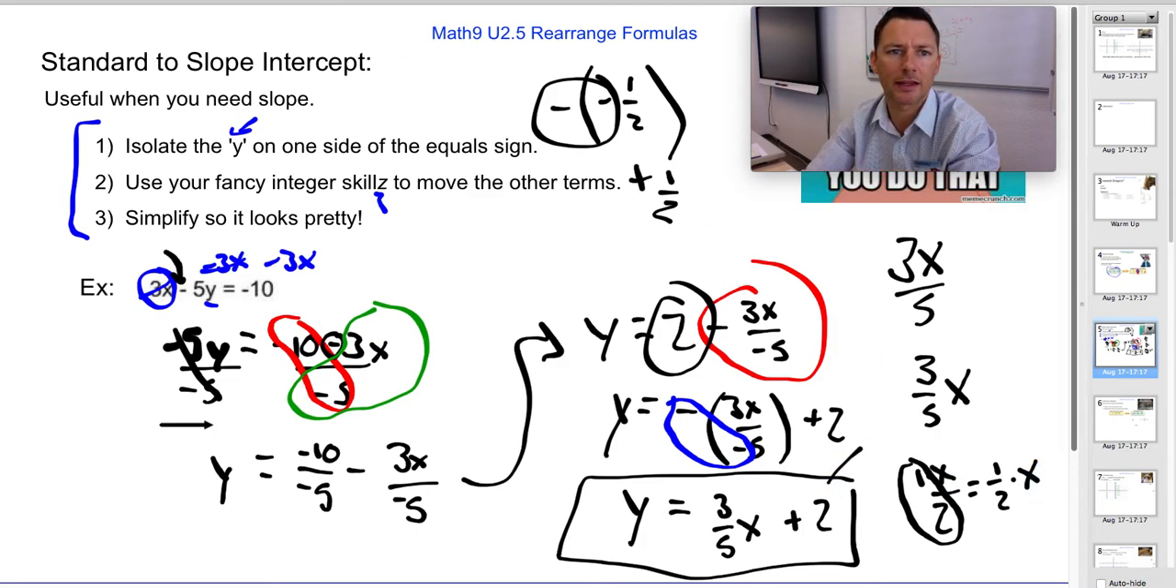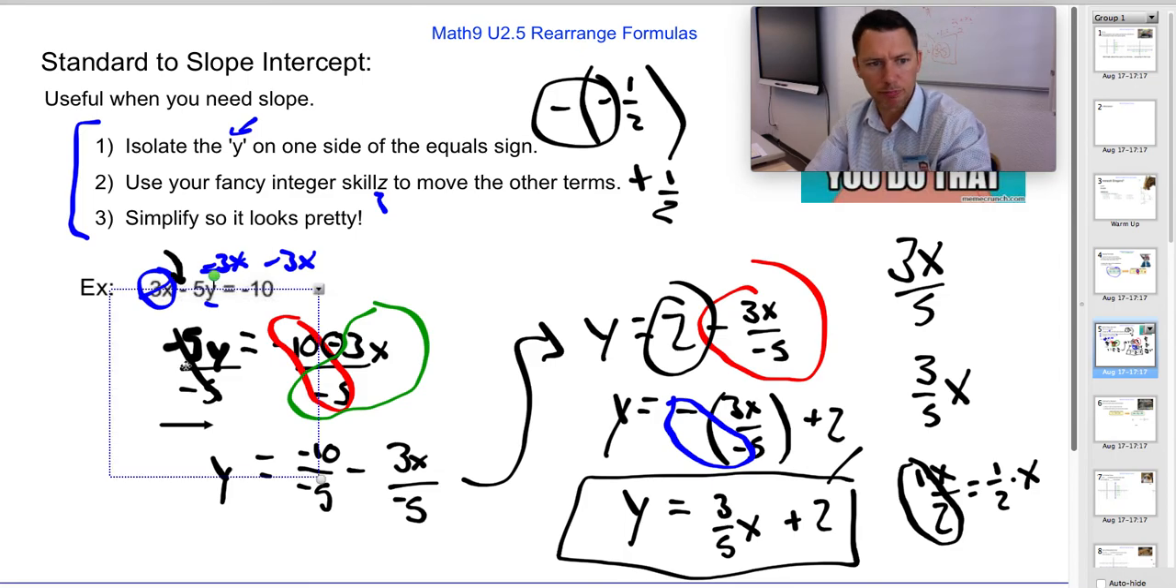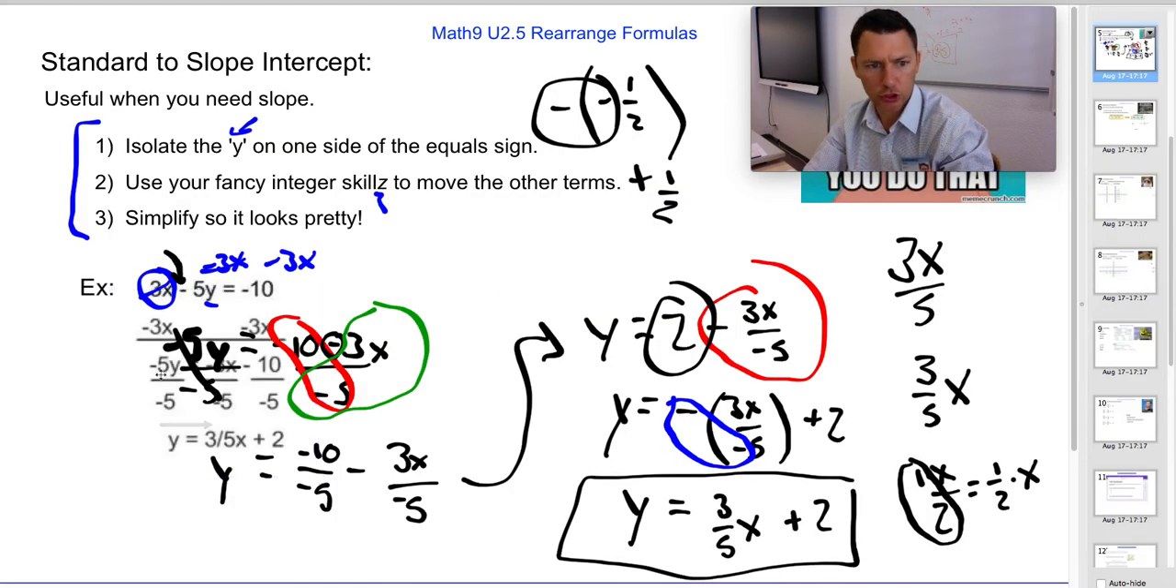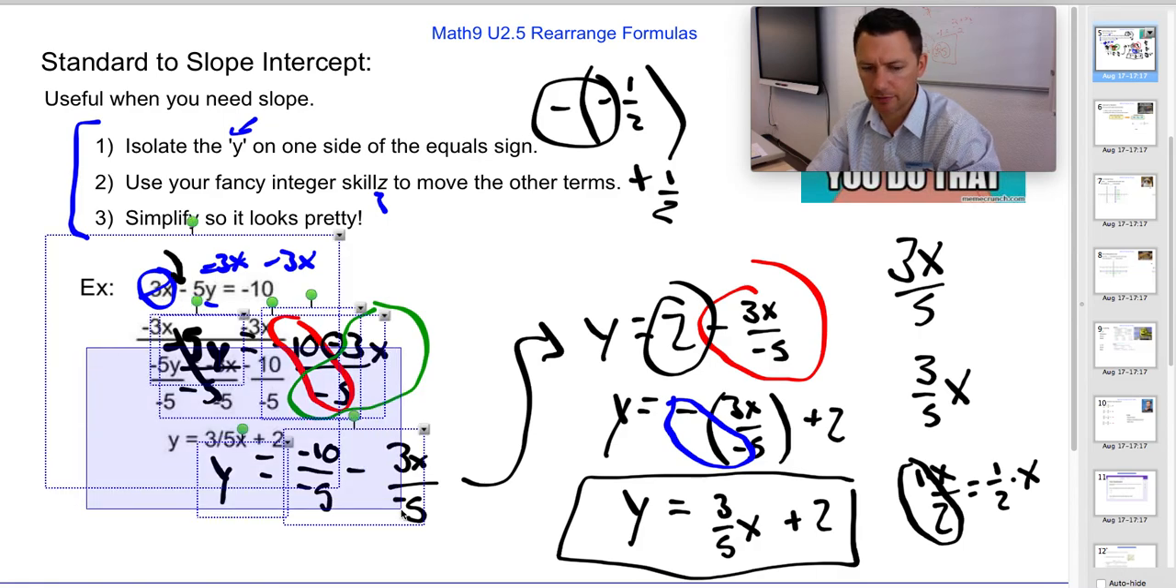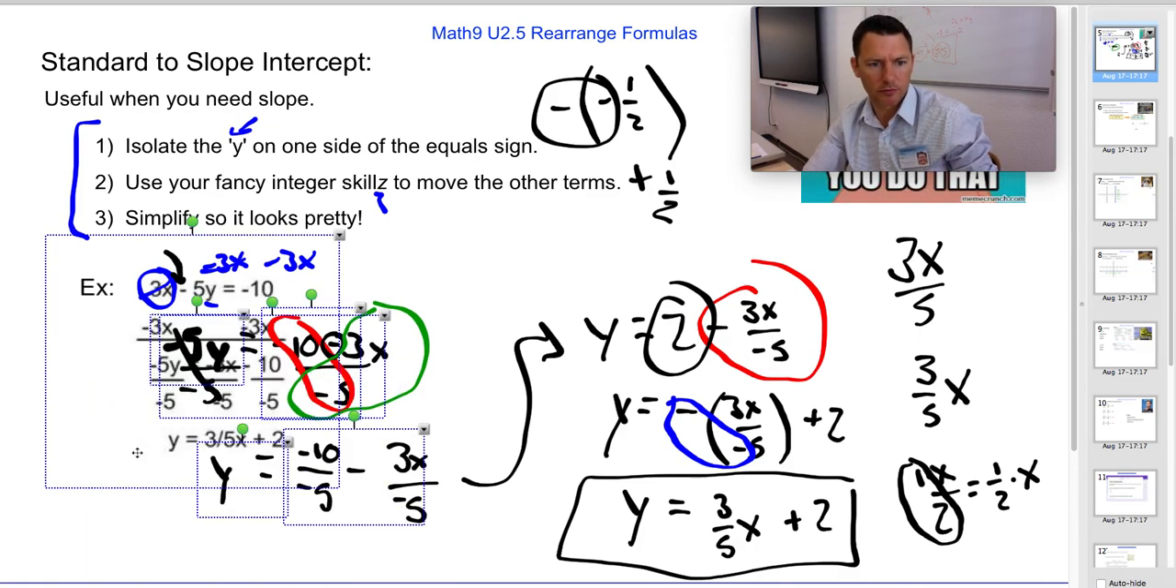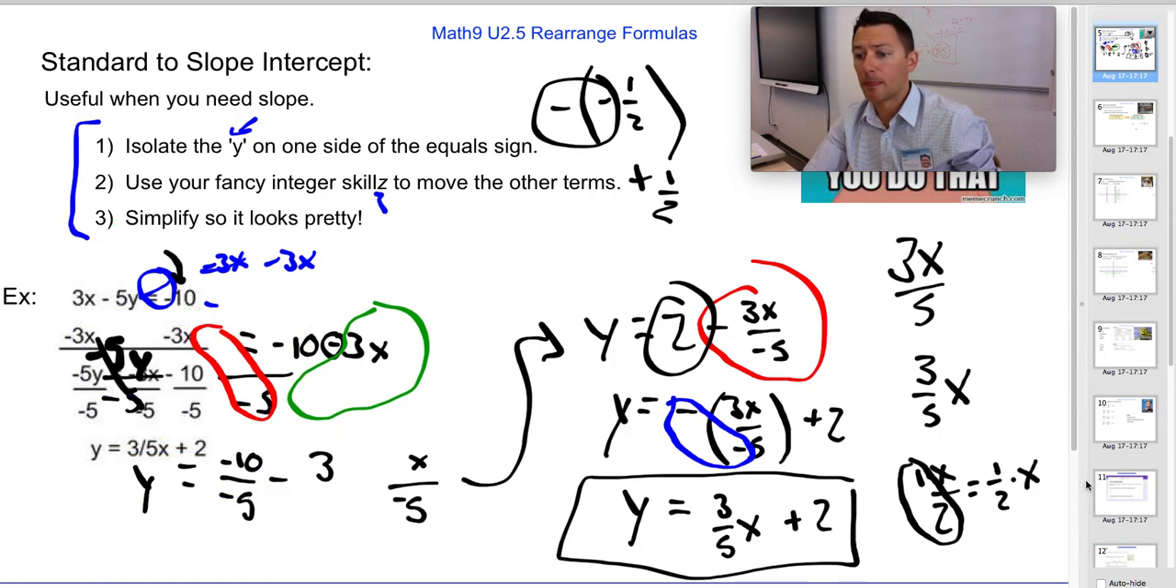If you're not sure about that, come see me about fractions. Cool, so there's that. Let's check it and make sure we're good. Oop, wrong one. Yeah, 3 fifths x plus 2. Great. It's right here at the bottom. Sweet. So we know how to go from standard to slope.